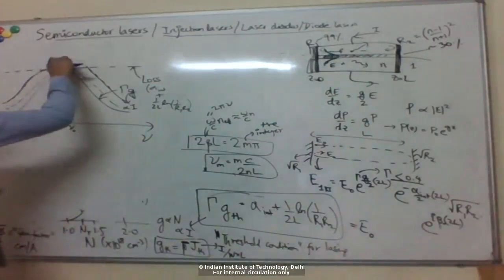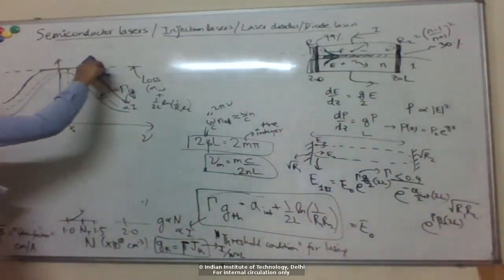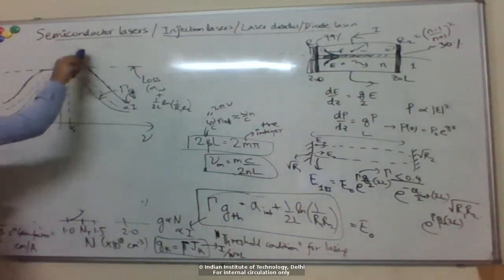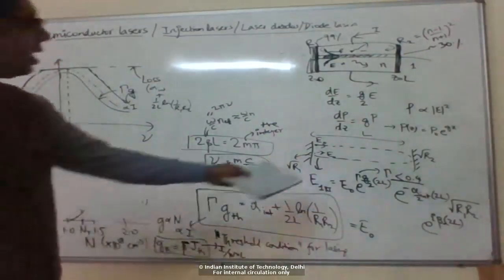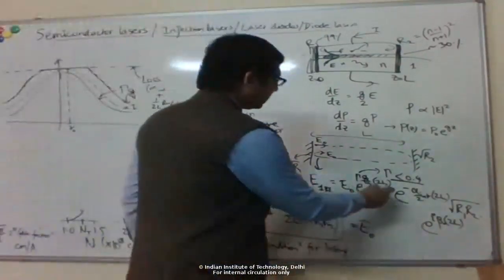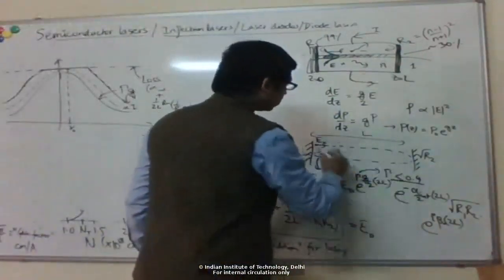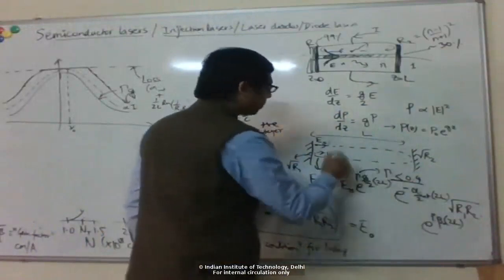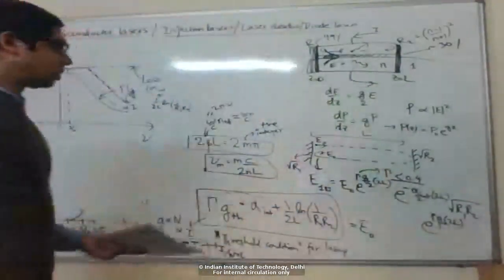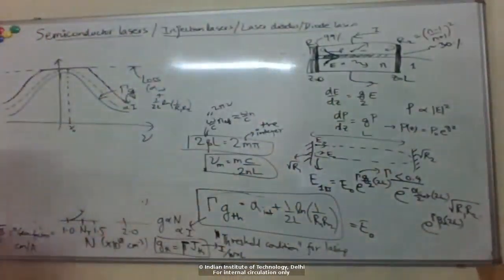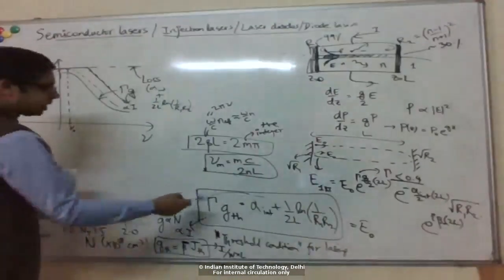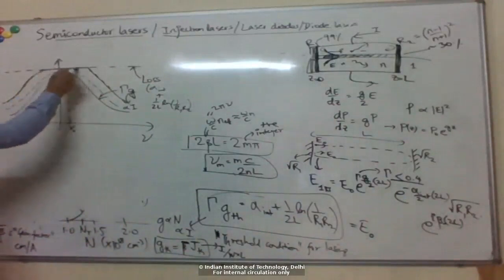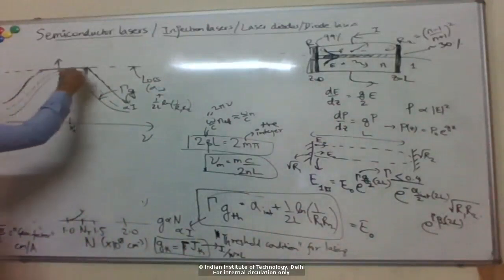You can see that this has to happen. Why? Because if the gain remained higher than the loss, then from here the field will acquire exponential gain. If the gain exceeds the loss, it will keep amplifying, and the field will run away to infinity. Of course, that's physically not possible. So once you reach threshold, even further increase in the current beyond threshold doesn't increase your gain further. The gain actually gets clamped.